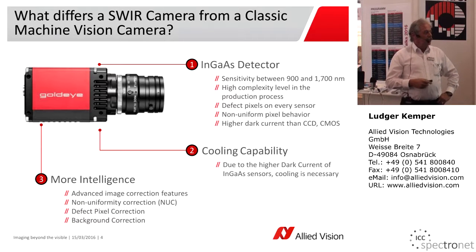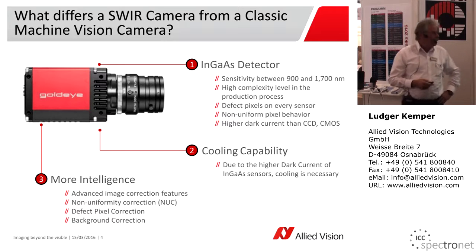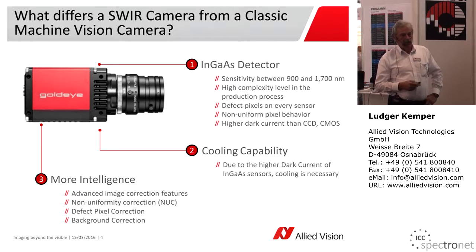Due to the high dark current of the InGaAs sensors, cooling is necessary, at least a temperature stabilization so that you have stable conditions. But you can also cool it down further to have a higher integration time. And for that, you need more intelligence inside the camera. You need advanced image correction features. You need inside the camera the non-uniformity correction, the defect pixel correction, and also a background correction.